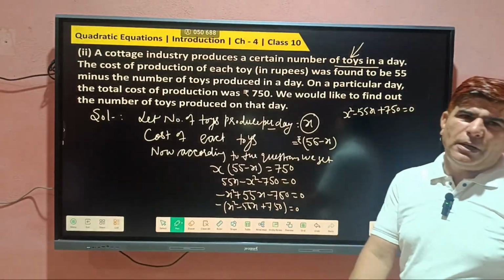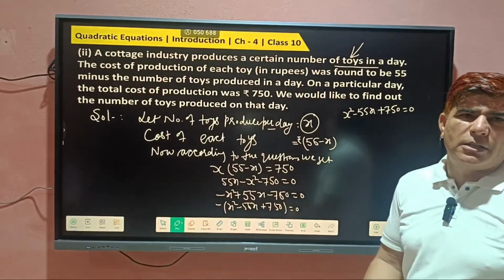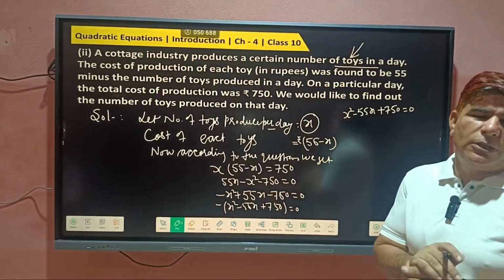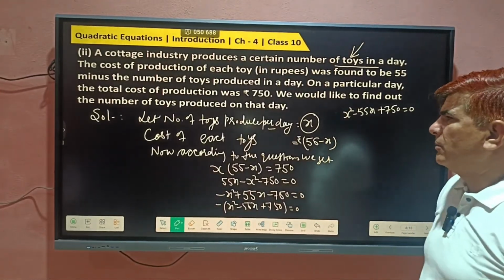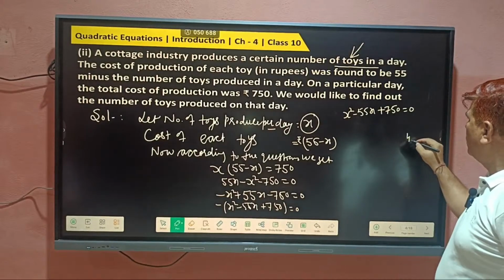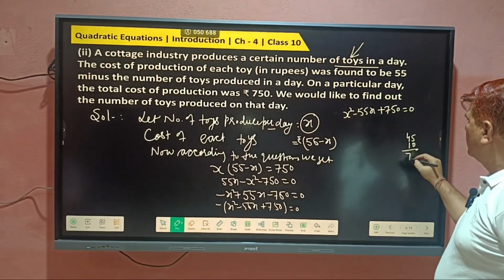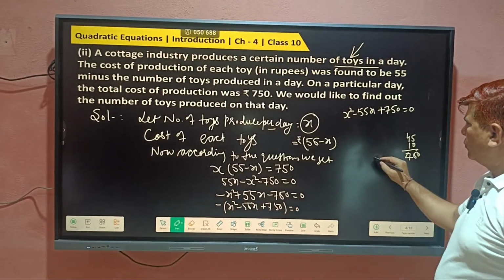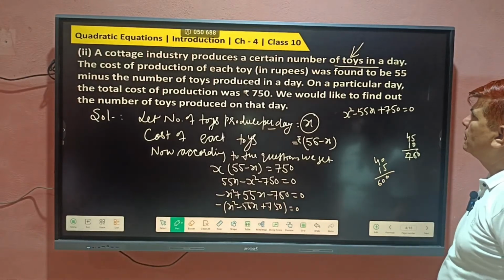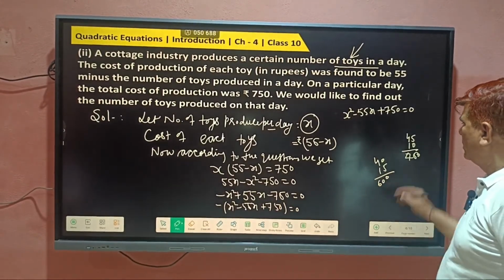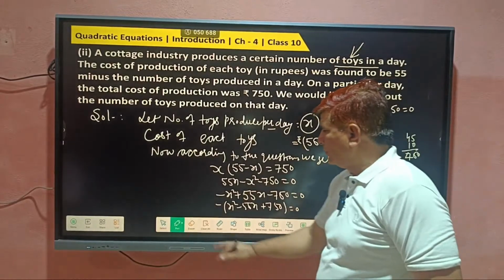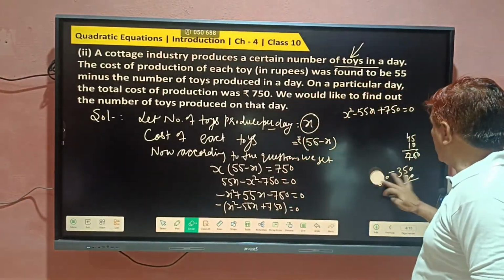So here again, what will we apply? Many methods are given, so you can apply any method. Which one is the method? Splitting the middle term. So how can you make 55 into 10, 450? 40 into 15, how much? 600. In splitting the middle term, what can you take? 35 into 20. Yes or no? Splitting the middle term, I already told you.